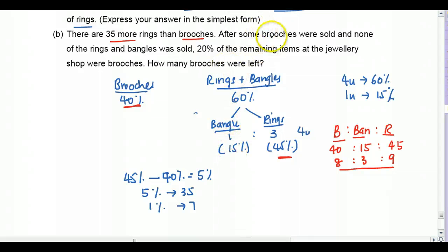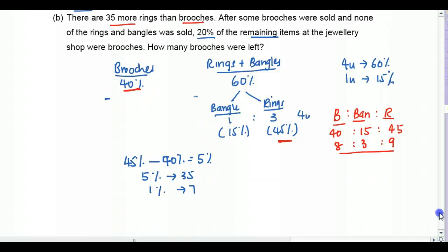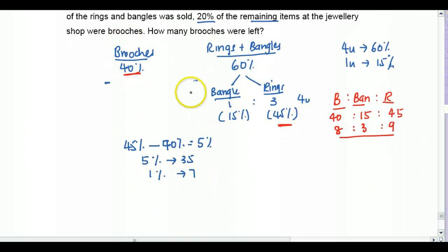Okay, so here, what is the question? After some brooches were sold and none of the rings and bangles were sold. So they only sold the brooches. This one they must minus. They sold the brooches. 20% of the remaining jewelries were brooches. So now this one total here, I know this is 60% because it did not sell, right? So 60% will be 7 times 60, 420.